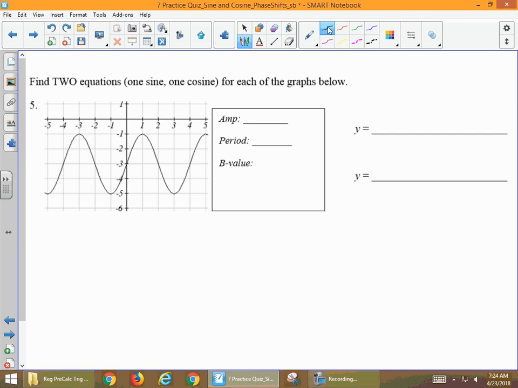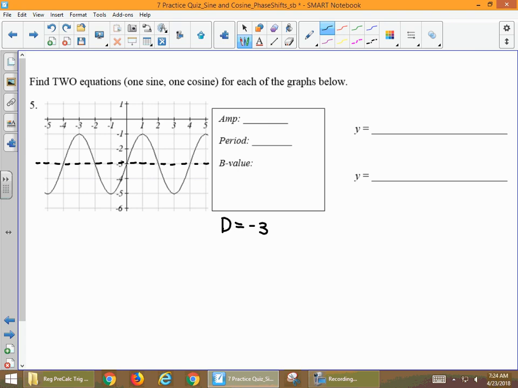Here, this is moved down, so I need to find that midline. 3, 4. So from the minimum to the maximum is 4. That means if I cut that in half, I have 2 units above and 2 units below. So that means that my midline there is at -3. If you want to make a note, your D is going to be -3 when you're building your equation.